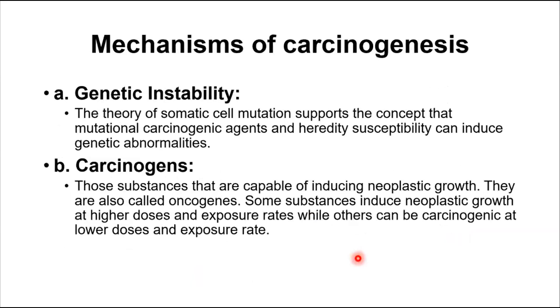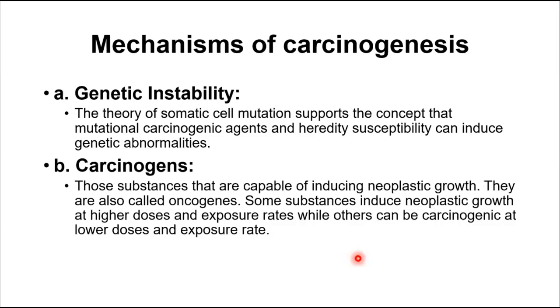Now, let's proceed to the mechanisms of carcinogenesis. There are actually two mechanisms why we develop cancer or malignancy. This could be only through genetic instability or carcinogens. What is genetic instability? The theory of somatic cell mutation supports the concept that mutational carcinogenic agent and hereditary susceptibility can induce genetic abnormalities. And then carcinogens, these are the substances that are capable of inducing neoplastic growth and can lead to the stimulation of production of oncogenes. Oncogenes, these are cancer genes.